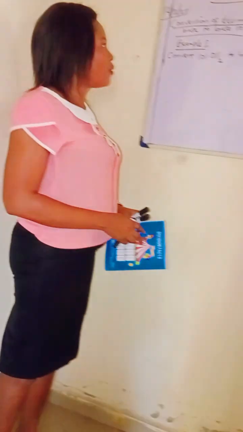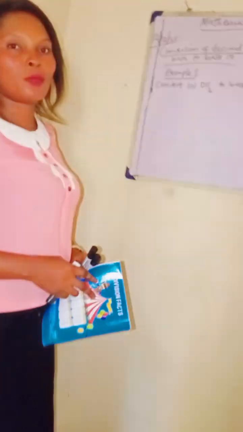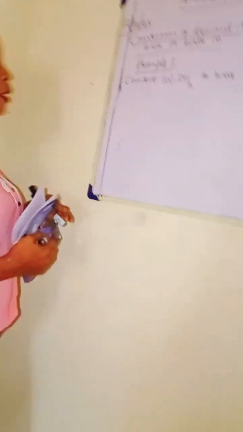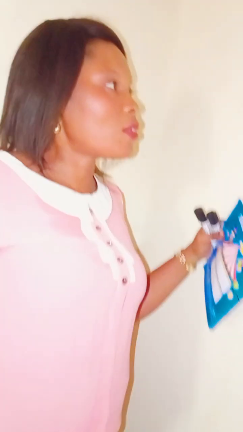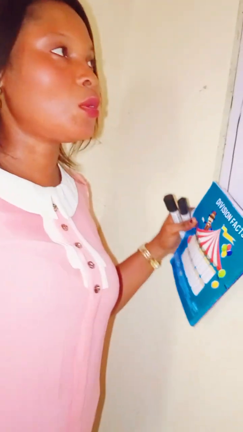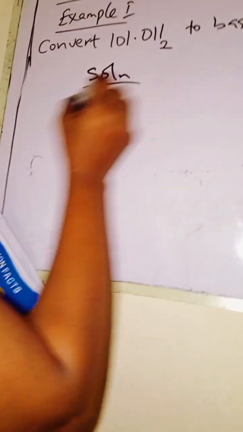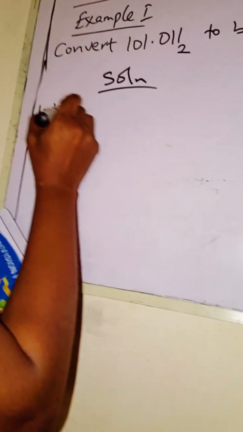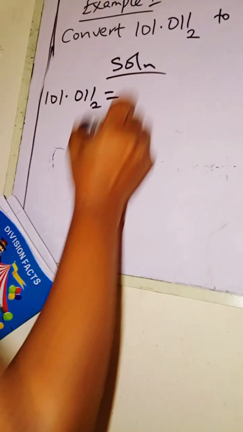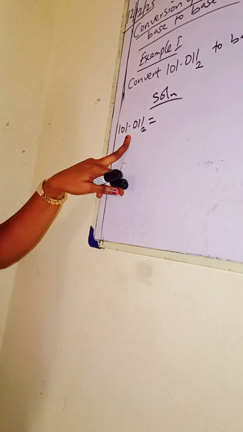Today we are going to look at conversion of decimal number base to base 10. I have an example here on the board which says convert 101.011 base 2 to base 10. So let's go. We're going to take the solution for this, 101.011 base 2 to base 10. If you look at this, there's a decimal point here. That is the essence of the topic we are looking at today, which is conversion of decimal number base to base 10.